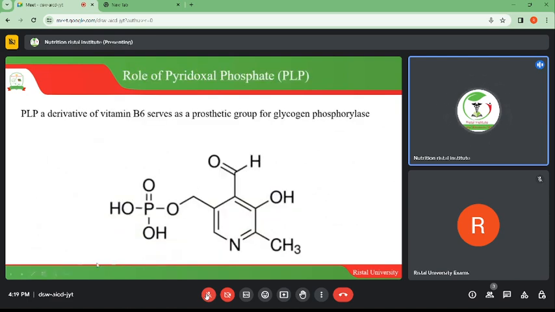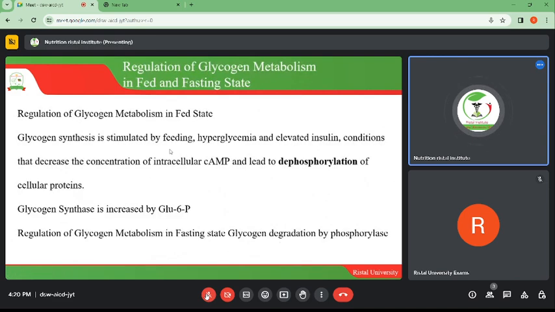So earlier we talked about PLP, which is the pyridoxal phosphate. We said it's a derivative of vitamin B6. So it serves as a prosthetic group for glycogen phosphorylase. So as glycogen phosphorylase adds in the phosphate group, this is part of what helps in the process of phosphorylation of the glycogen molecules to form our glucose 1-phosphate.